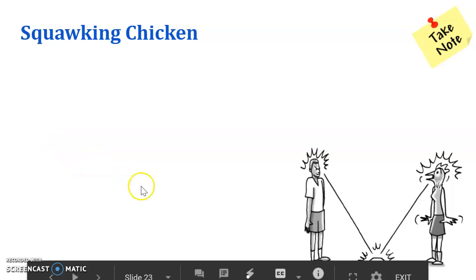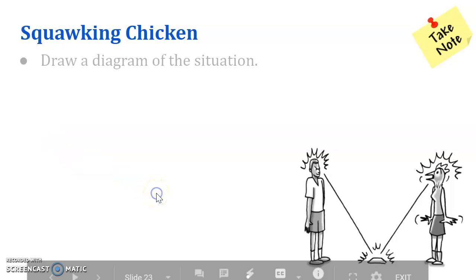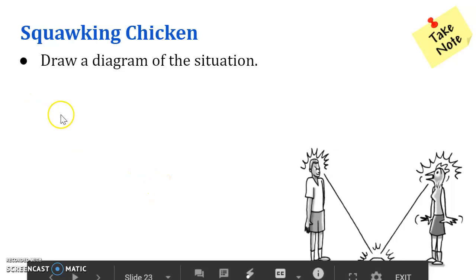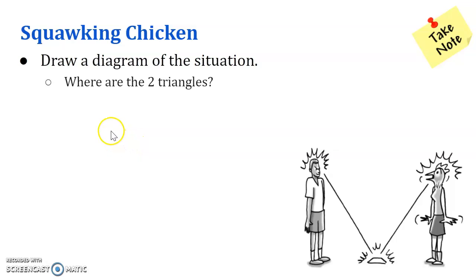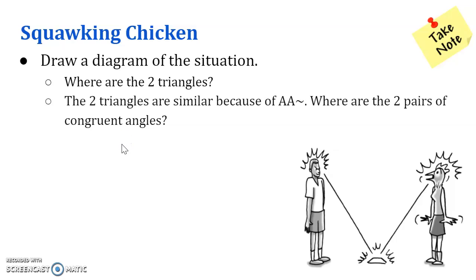Okay, so squawking chicken. Let's see if we can figure out the similar triangles here. The first thing you need to do is draw diagrams of the situation. Where are the two similar triangles? Well, the two triangles are similar because of AA similarity. Where are the two pairs of congruent angles? Can you figure them out?